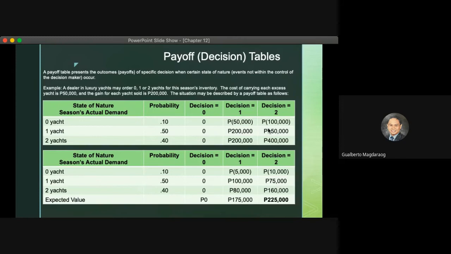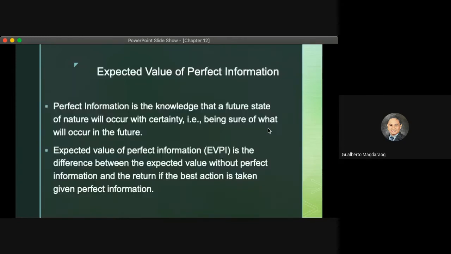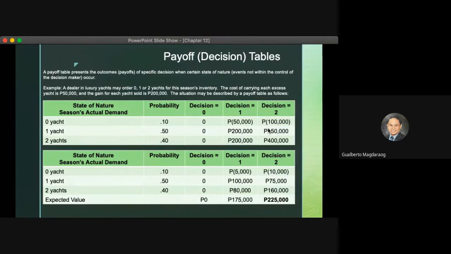Next is expected value of perfect information. In our previous example, the one who is selling yacht, wala tayong information whether 0 ang demand, 1 or 2 ang demand. So, of course, kung alam natin na 2 ang demand for the coming year, of course, we will decide to produce 2 because sigurado tayo, we have certainty that the demand in the future is 2. So therefore, we should produce 2.